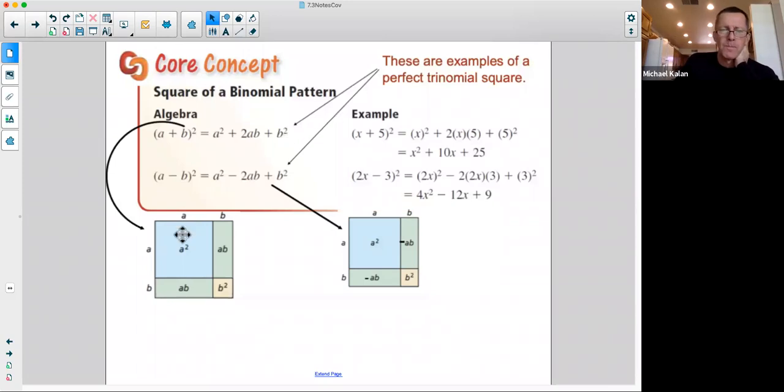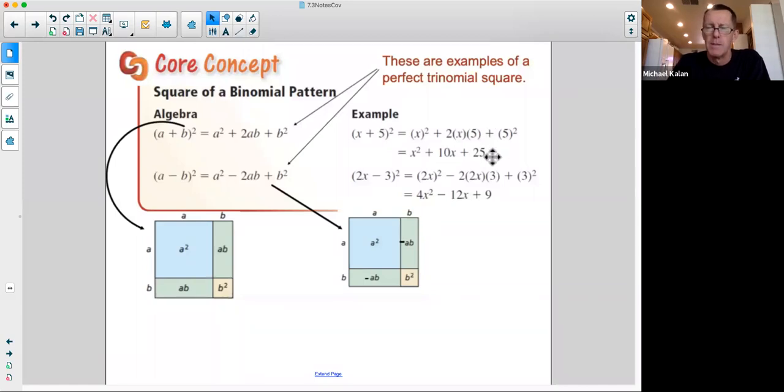Here's that written out as algebra tiles. A plus b, a plus b. A times a is a squared. B times a is ab. A times b is ab. Two of those, 2ab, right? And then b times b is b squared. Up here, here it's written out algebraically. Think about it. You'd square the first term, double the product of the two terms. 2 times x times 5 is 10x. And then square the last term.